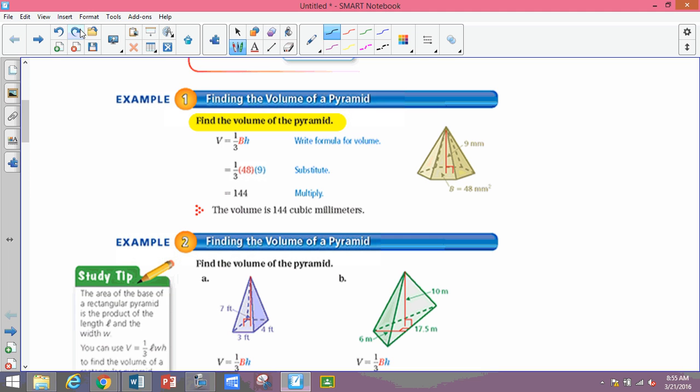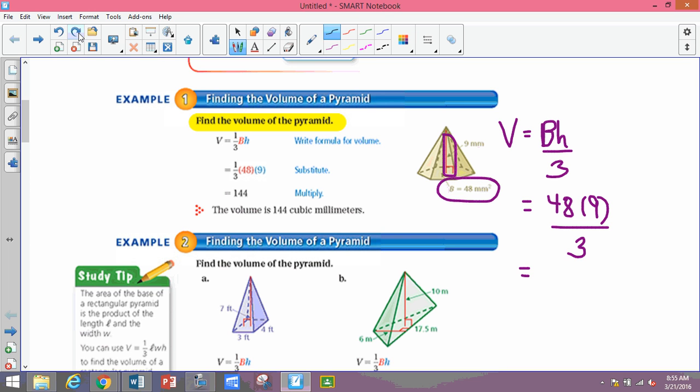And they have given you the base area as 48 centimeters. So you're going to start by writing down your formula. Volume equals capital B, base, times height divided by 3. Then you write down the area of your base, which in this case they tell you is 48, and multiply that times the height, which is 9. You can see that the perpendicular height is in the middle from the point all the way down to the base. Then you divide that by 3. So 48 times 9 is 432. Divide that by 3, and you get 144 millimeters cubed.